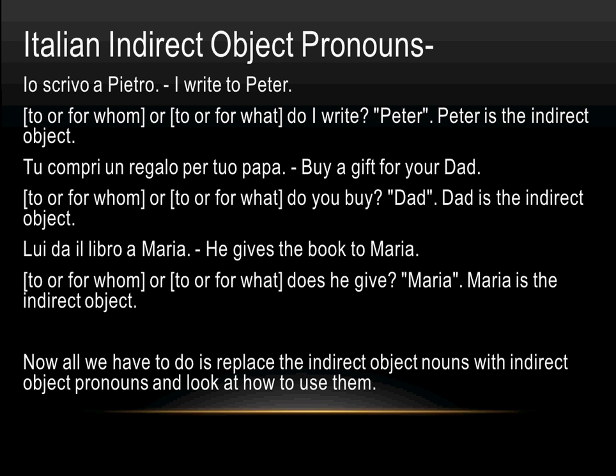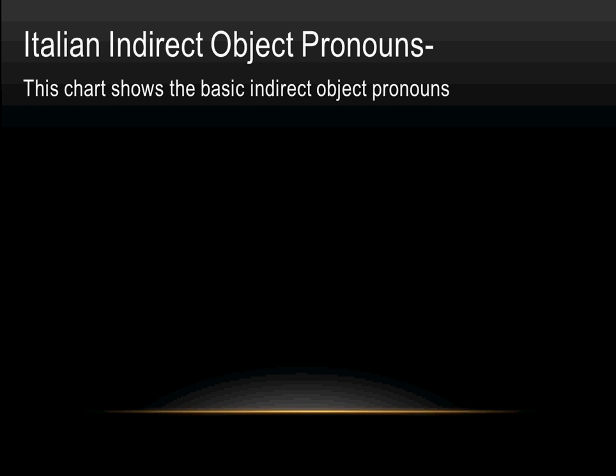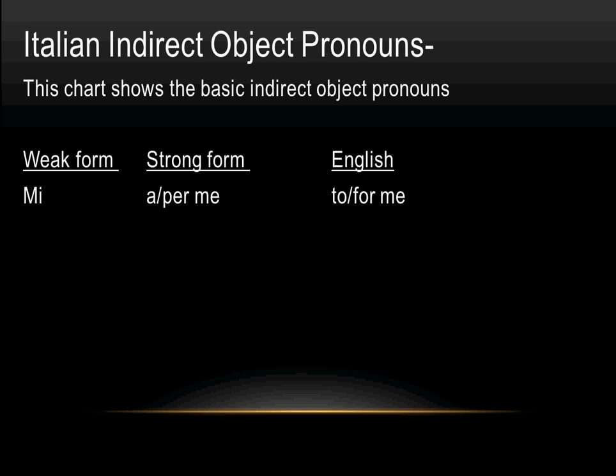Now all we have to do is replace the indirect object nouns with indirect object pronouns and look at how to use them. This chart shows the basic indirect object pronouns. We'll be looking at the weak form, the strong form, and the English equivalent. First we have mi, the weak form. A or per me is the strong form. And in English it would be to or for me.